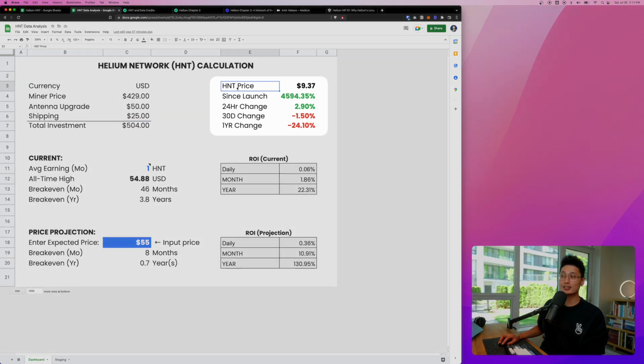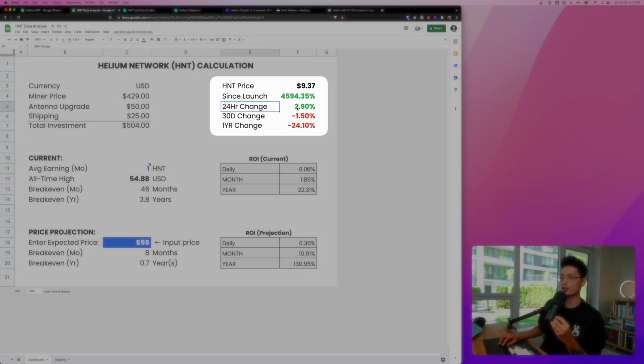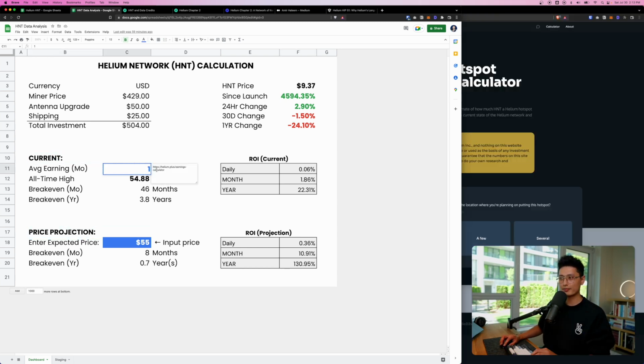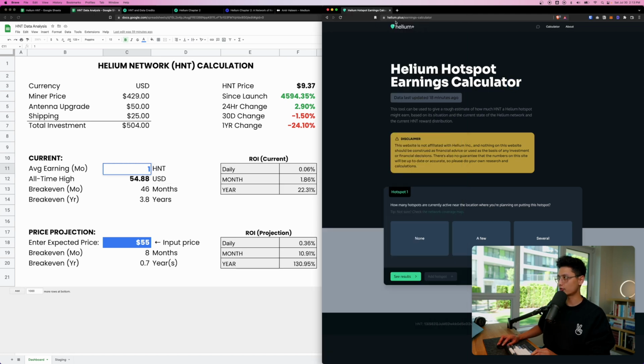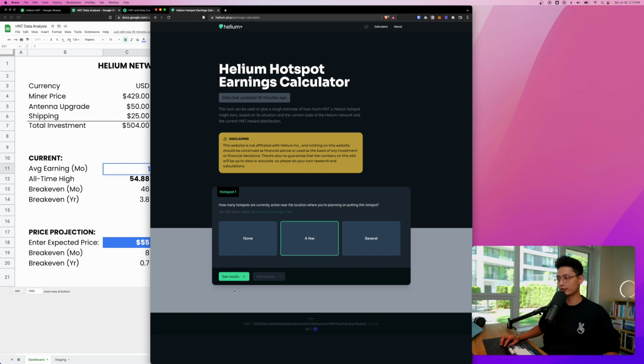You can see the HNT price right now is at 9.37. Since launch, we had close to a 4,600% increase in terms of the price. And then the 24 hour change, 30 day change, and 1 year change. The most important two sections you want to pay attention to are the current versus the price projection. If I grab this link right here, it's going to direct you to the Helium Plus earning calculation. Let's say I have a few miners, click on see results.